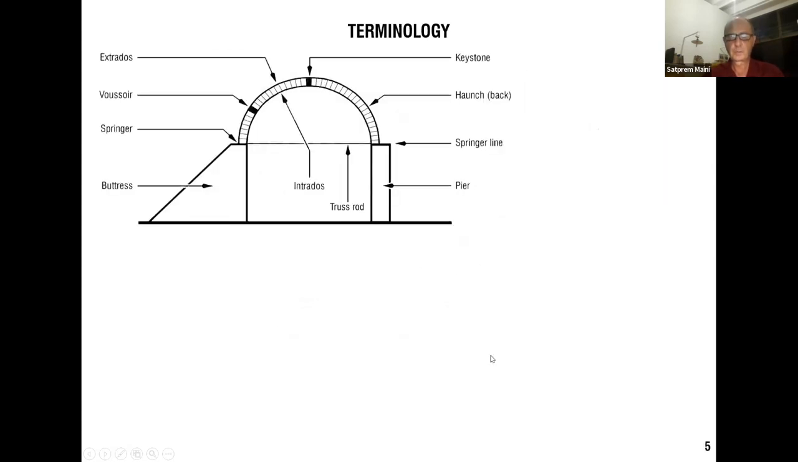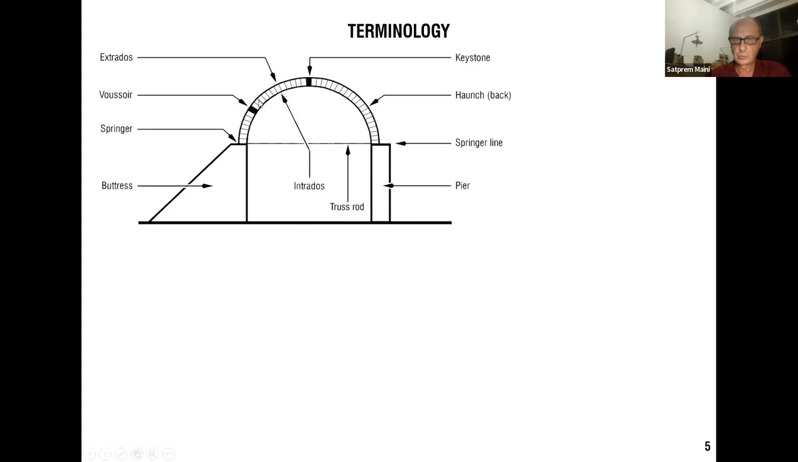So for the terminology, the main names to remember are: intrados, the inside shape of the arch; extrados, the outside shape of the arch. Then you have the voussoir, which is one masonry unit of the arch, and the keystone, which is the voussoir at the top. Then you have the springer, which is where the arch starts. This springer is always on both sides of the arch. The springer line is where you have the beginning of the arch, with a crossroad. Often you have a crossroad, especially for walls.